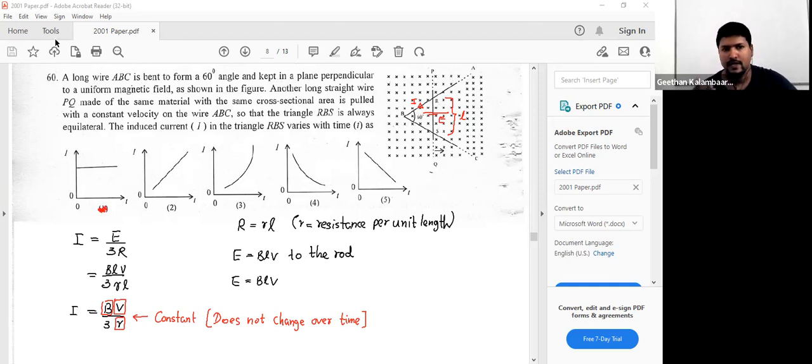Right? So you have to understand that this is the way that we have to explain. You just can't say at once that the current is constant.